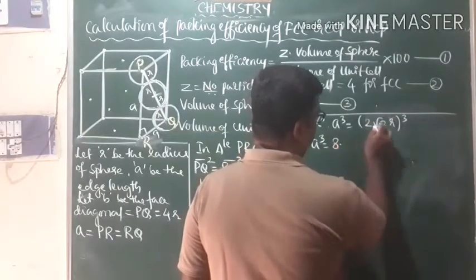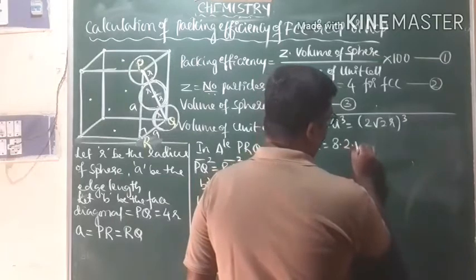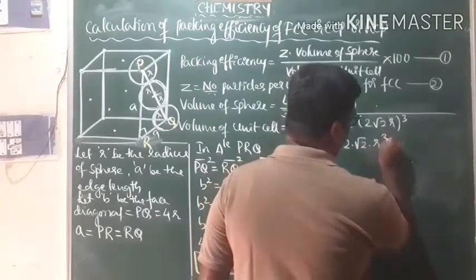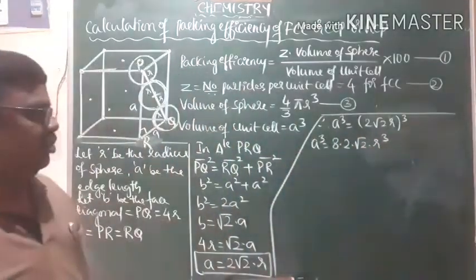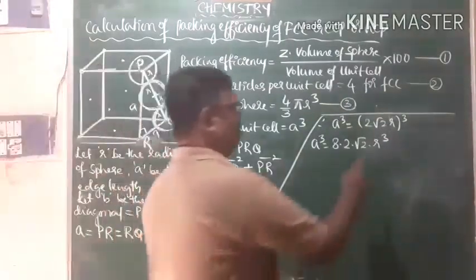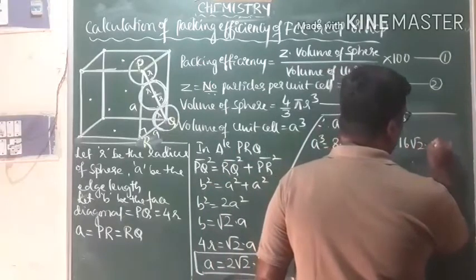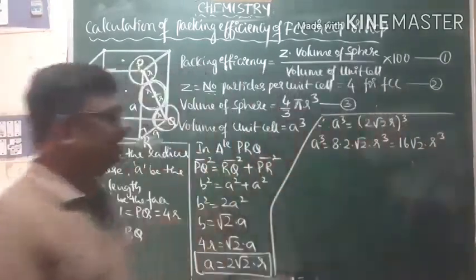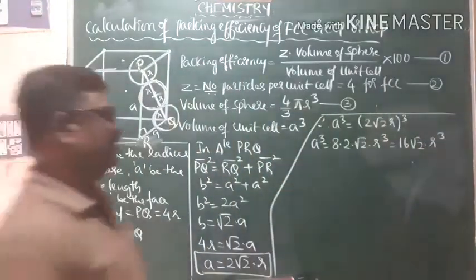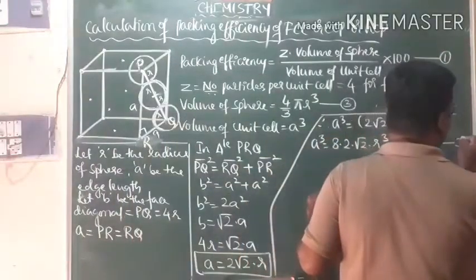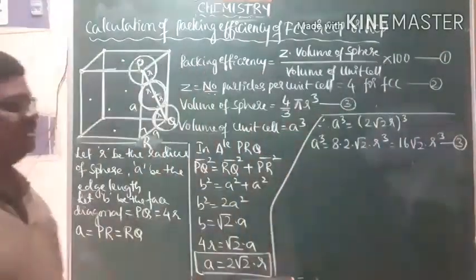8 into 2 into root 2 into R cube. Cube of 2 is 8. Cube of root 2 is 2 root 2. That's equal to 16 root 2 R cube. A cube is equal to 16 root 2 into R cube. You call this equation 3.